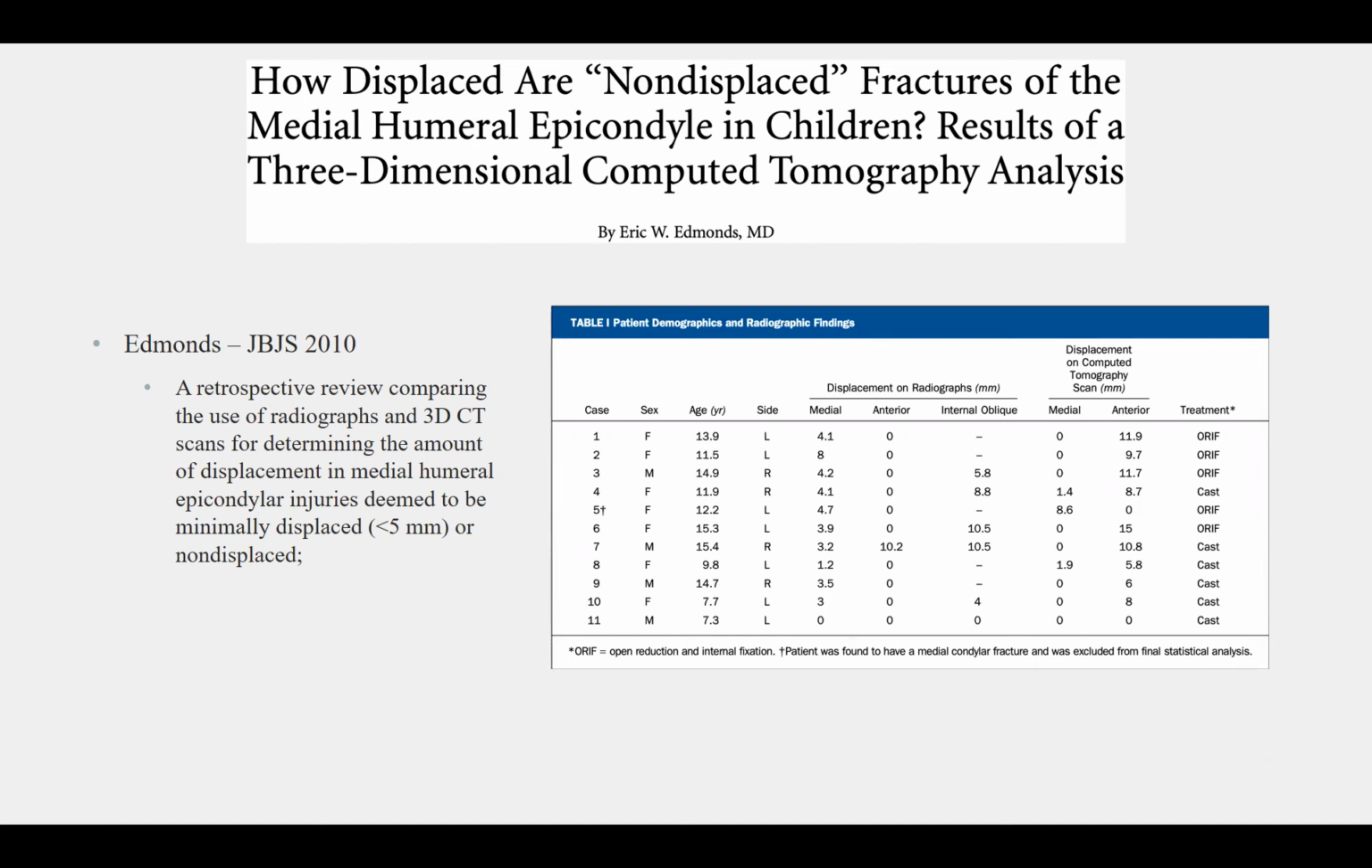This study doesn't attempt to determine the amount of acceptable fracture displacement, but instead compares the accuracy of radiographs in determining the amount of fracture displacement, for fractures deemed to be minimally or non-displaced, with that of 3D CAT scans.